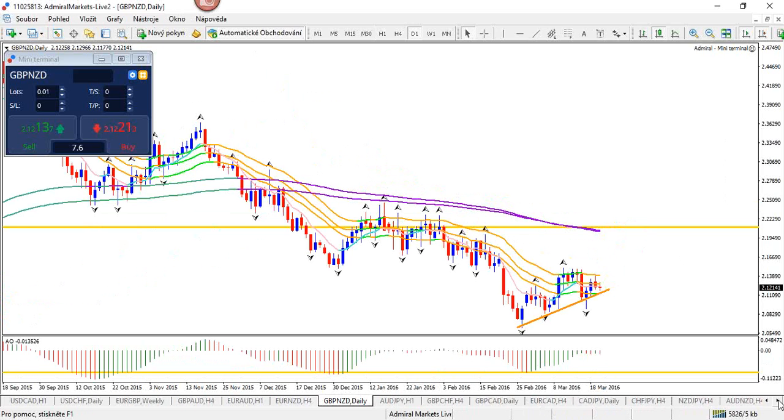All right, those are the typical pairs we look at. Is there any cross or instrument you would like to take a look at? It could be a stock, it could be an index or a commodity. Let me know.